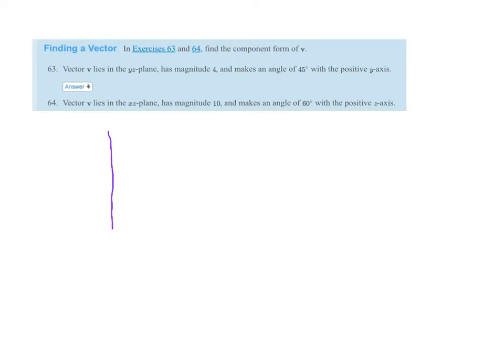So this here is going to be my z-axis. This is my y-axis. And then I'm going to draw my x-axis here. Okay, so it's in 3D. This is x. Now we are in the yz plane here. And so I'm going to go ahead and erase this dotted line. So just imagine that is where our x is. And so v has a magnitude of 4 and an angle of 45 degrees with the positive y-axis.